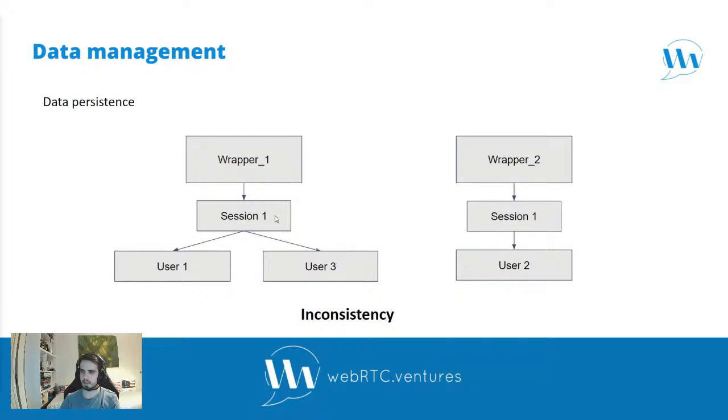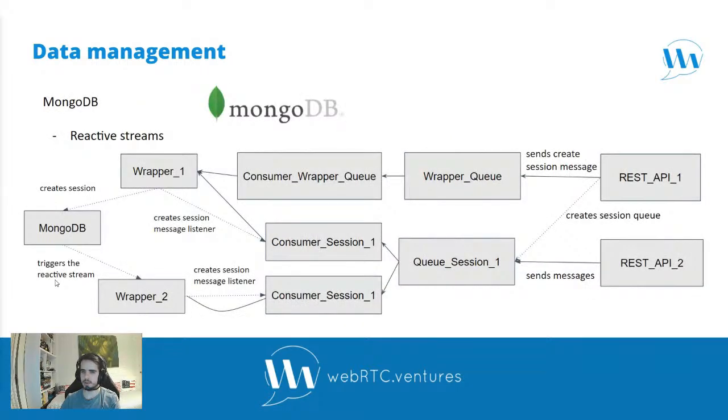So we could have session 1 with 3 users connected, and wrapper 1 would have 2 users and wrapper 2 only 1, and we wouldn't be able to create the connections between user 1 and 2 and user 3 and 2. So we decided to use a Mongo database to store all the data related to a session, which are the users, their connections, and some other data. This way, we are able to process requests from all instances, and the data will be consistent, since we will be reading from and writing to the Mongo database.